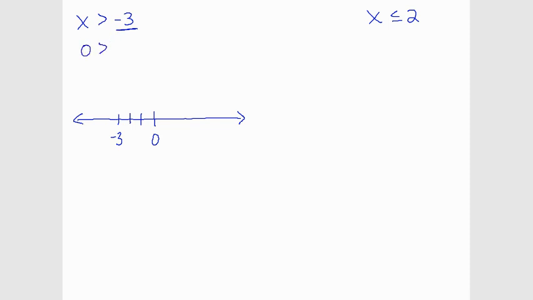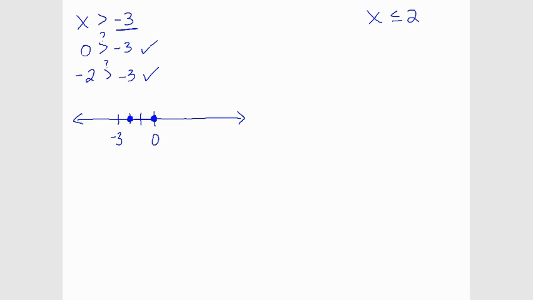So maybe I try 0. Is 0 greater than -3? I put the question mark to say, I don't know yet. Let's compare. 0 is greater than -3, so that means this is a point that would be in our solution set. Remember, x is greater than -3 means we want all numbers that are greater than -3. Let's try -2. Is -2 greater than -3? Yes, it is. So that point right there is in our solution set.